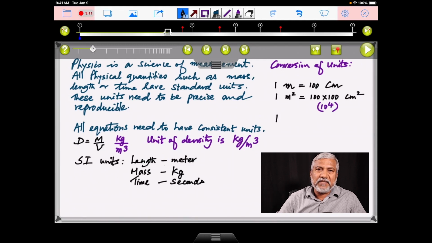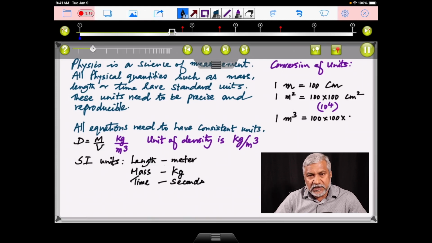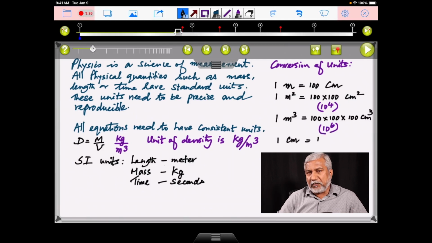Now what about 1 meter cube? 1 meter cube is 100 times 100 times 100 centimeter cube, so that's 10 to the power 6 centimeter cube. Remember that if you go the other way, 1 centimeter is 1 by 100th of a meter, and that is 10 to the power negative 2, because it's 1 by 100 and the 10 raised to 2 goes to the top.